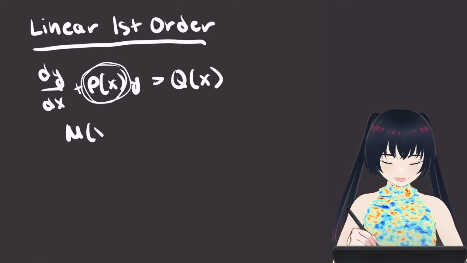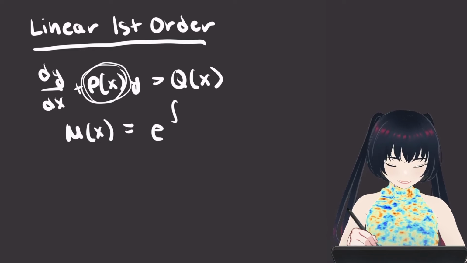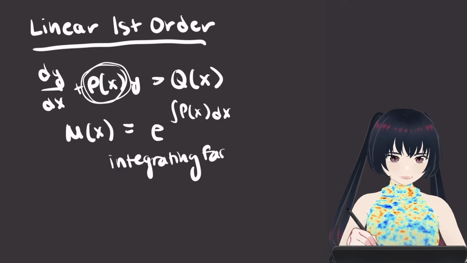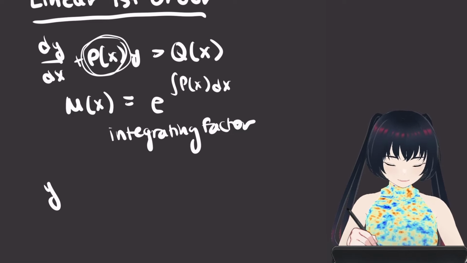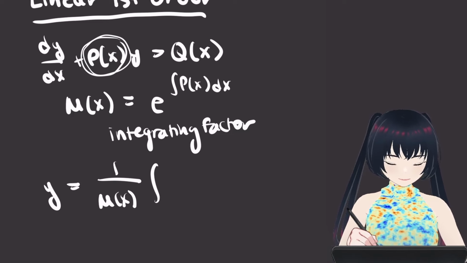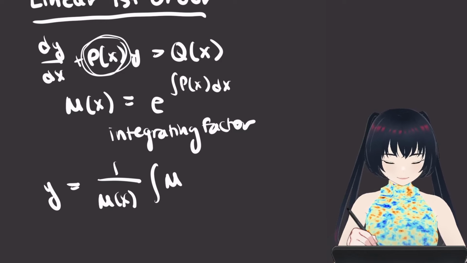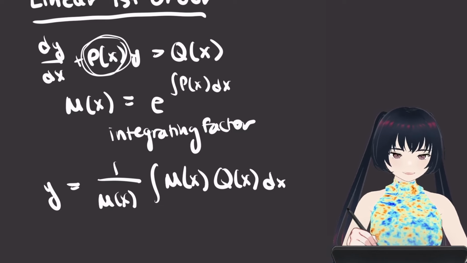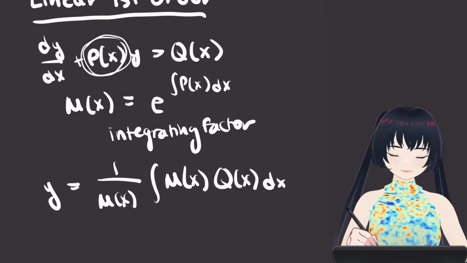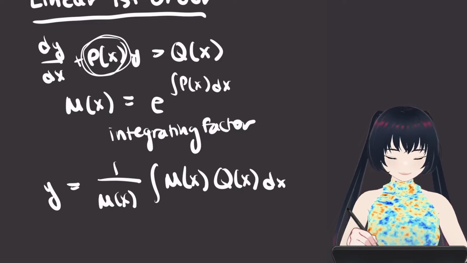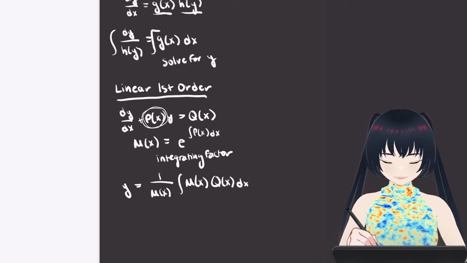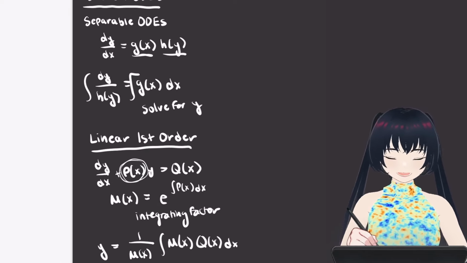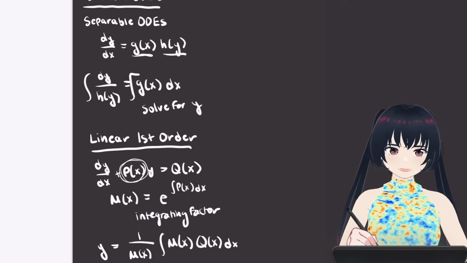And to solve this ODE, you simply have to define the integrating factor in this form shown here, and solve for y with this equation: 1 over mu of x, where mu is the integrating factor, times the integral of mu of x times q of x dx. You commonly see these in cases where you're dealing with RLC circuits and so forth. So in both of these cases, what you need to do is simply identify the form that the ODE is in, and then put it into the correct format and solve for y.